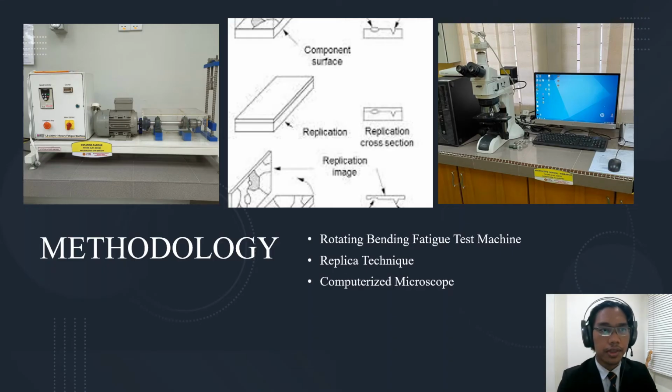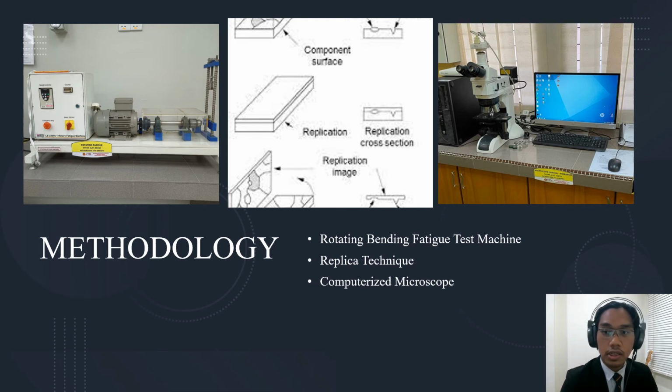My research methodology is that I will use the rotating bending test machine in order to simulate the wear and tear of a specimen. The surface of the specimen, which I will need to examine, will be examined using the replica technique. The replica technique uses a plastic film that is dipped in acetone, which will then be put onto the surface. This will cause it to take the shape of the surface itself.